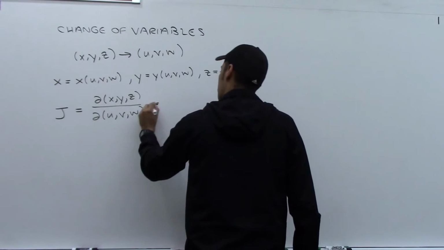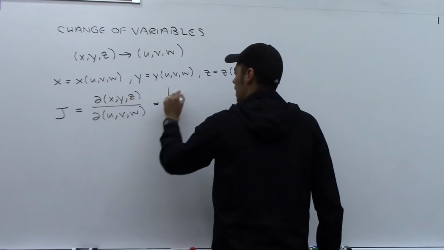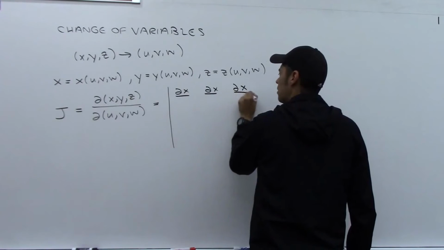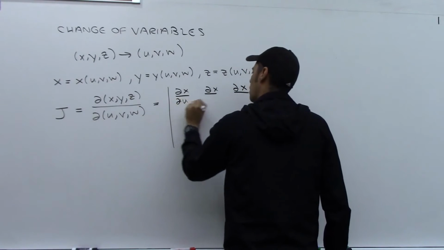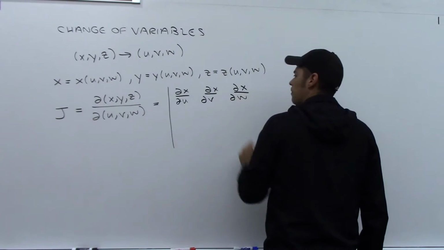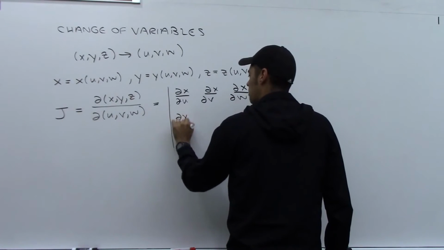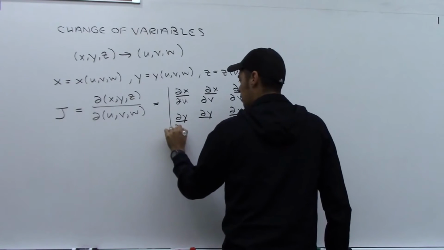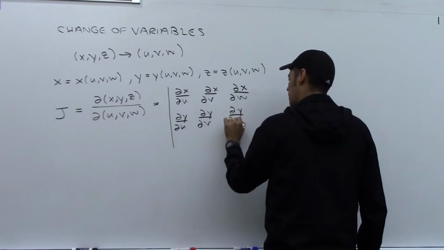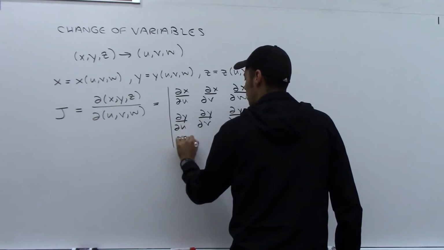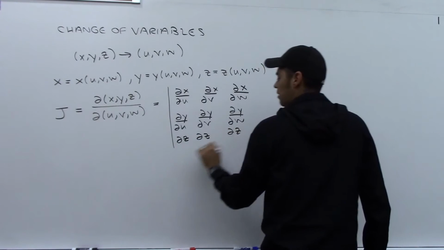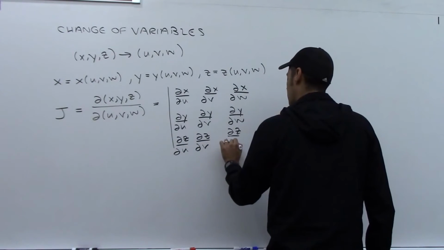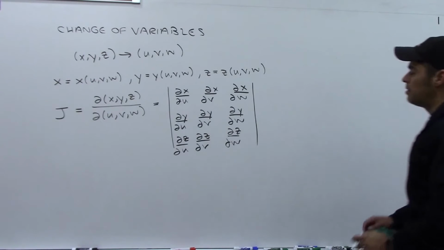And this, by definition, is going to be, okay, so my first variable is x. So I'm going to have partial x, partial x, partial x, but then I'm going to go with respect to the three variables, u, v, w. Then I have another row, this time partials of y with respect to the three variables, u, v, w. And then lastly, partial of z with respect to the three variables, u, v, w, the determinant of that.